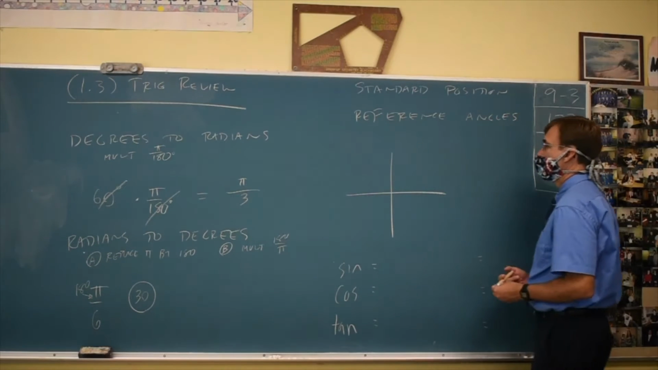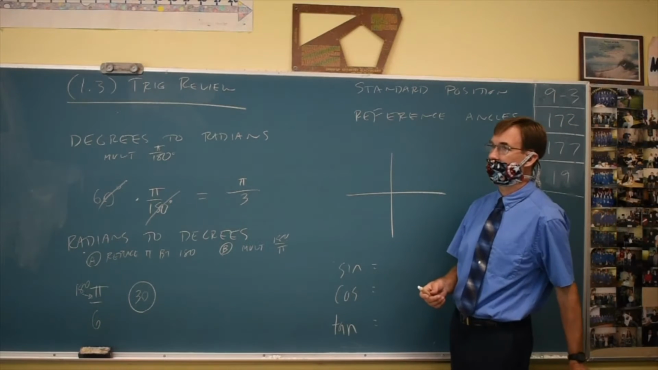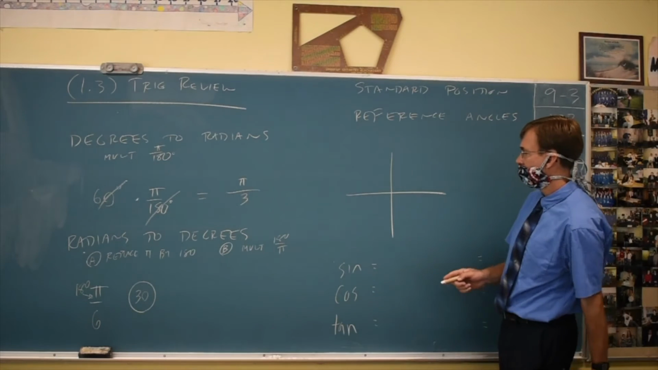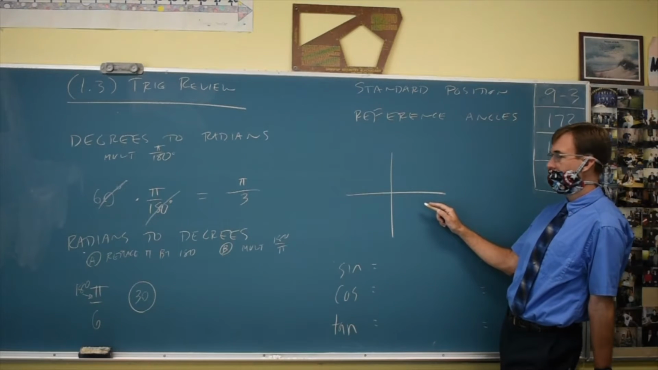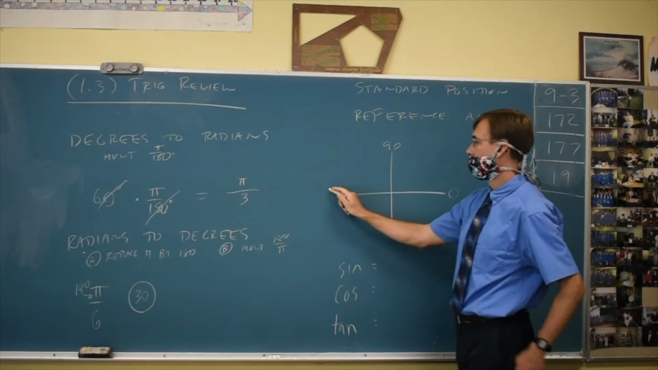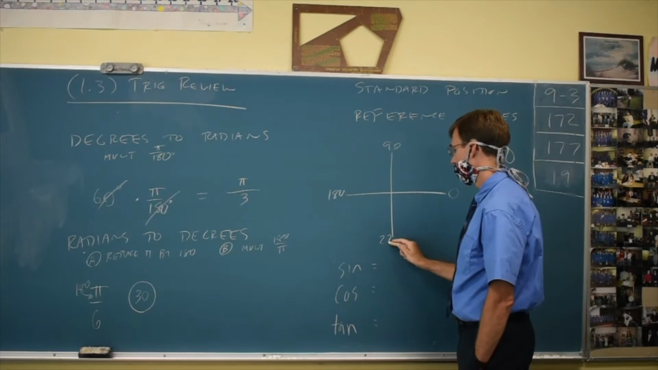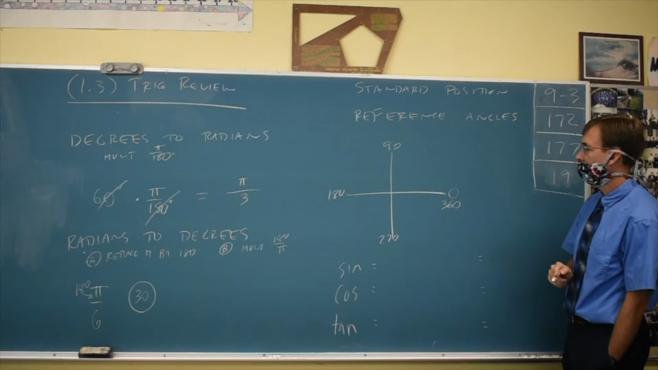A second reminder, today's trig lesson will be about angles in standard position and finding reference angles. Does anybody remember anything about measuring angles in standard position? What numbers are where and such? Where is 0 on this? And that's 0. 90. Oh, that's 180. 360.